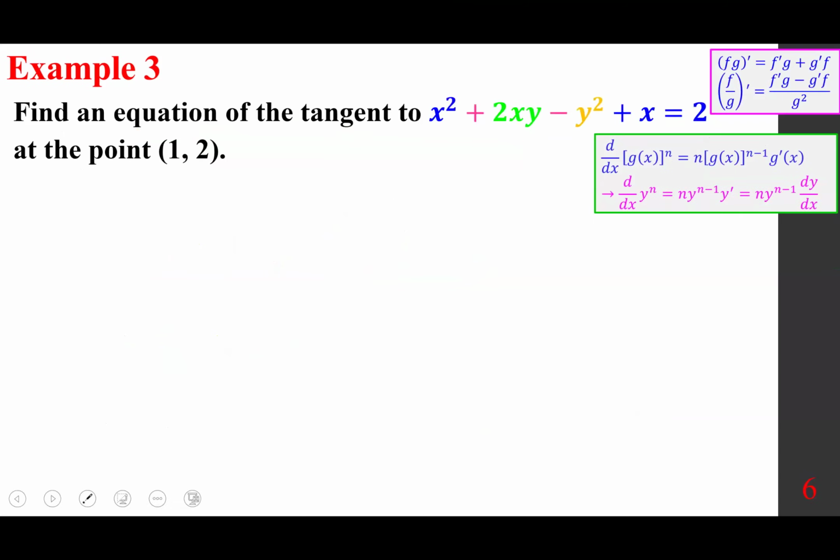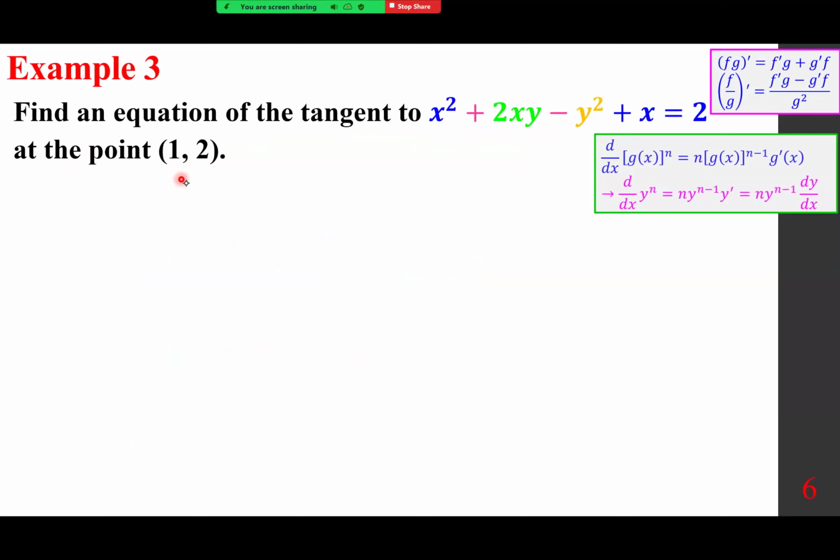Find an equation of a tangent to x squared plus 2xy minus y squared plus x equals 2 at the point 1, comma 2. Remember, in order to find the line, you need a pair, x comma y is given, and you need the slope. To find the slope, you have to differentiate.